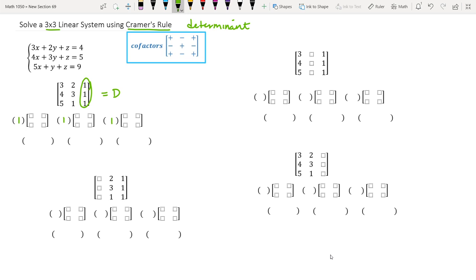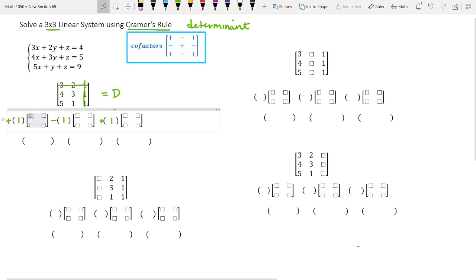Now, if you recall, if I pick whatever row or column, I need to match it with the cofactors. So I actually have plus, minus, plus. And then I can start finding my little pieces. The first one here is going to be the first row, first column. And that's going to leave me with my 4, 3, 5, 1.